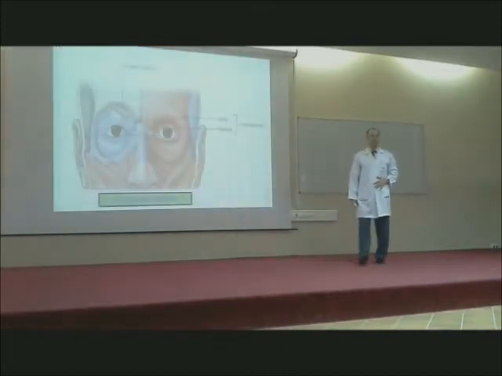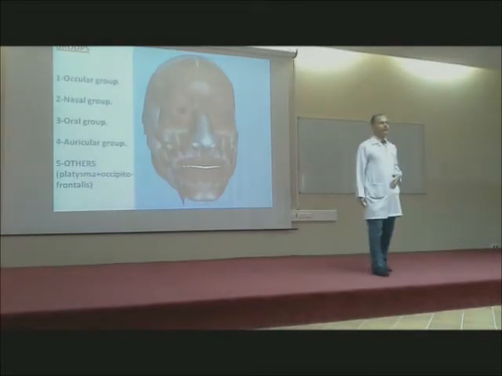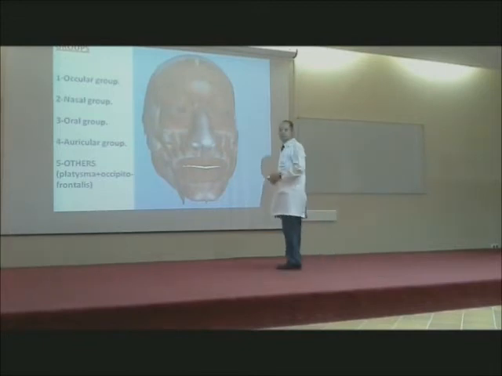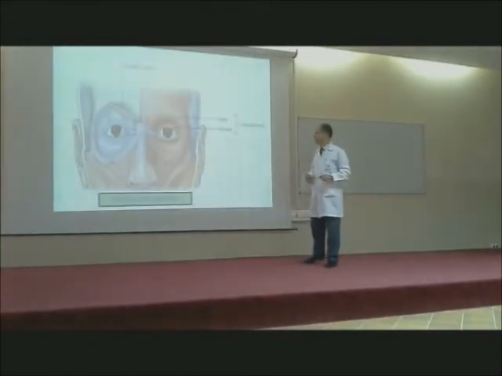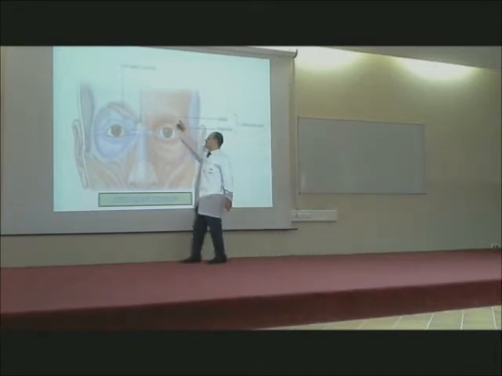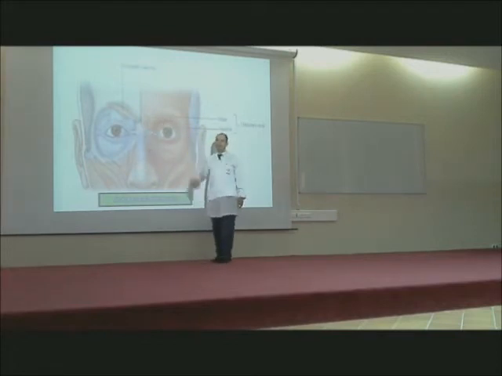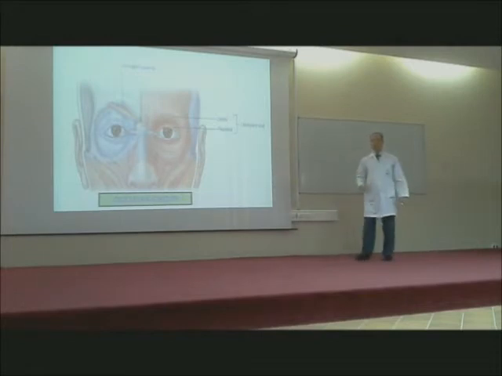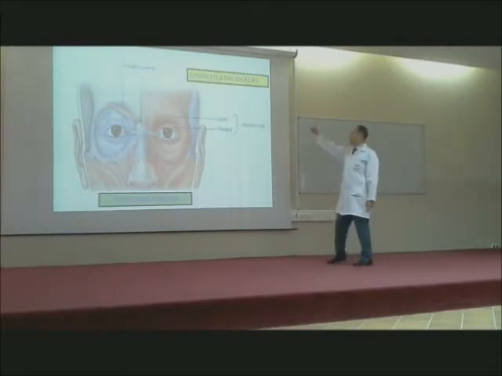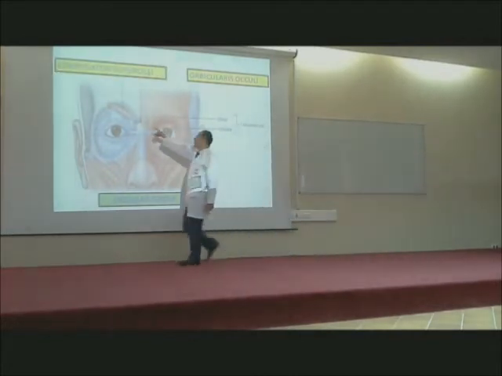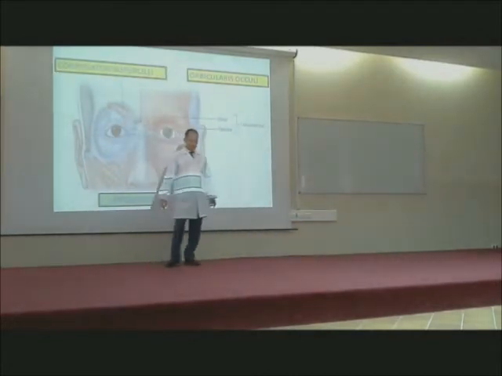What about the ocular group? We have just two muscles. Yes, the ocular group, we have two muscles. This one, which encircles the orbit, is named orbicularis oculi muscle. This is orbicularis oculi, and the second one here is named corrugator supercilii.